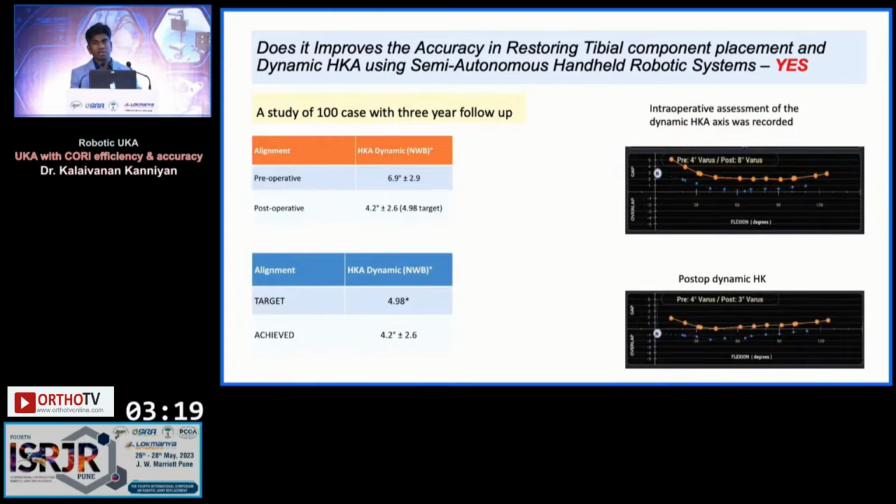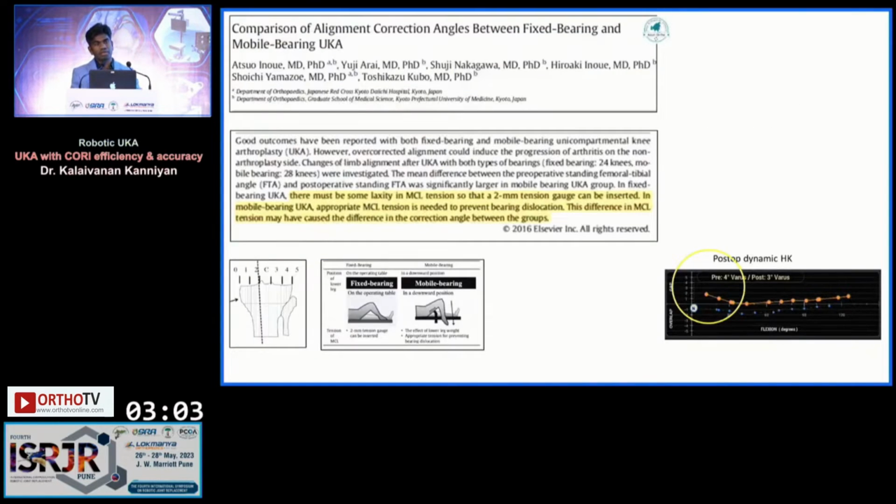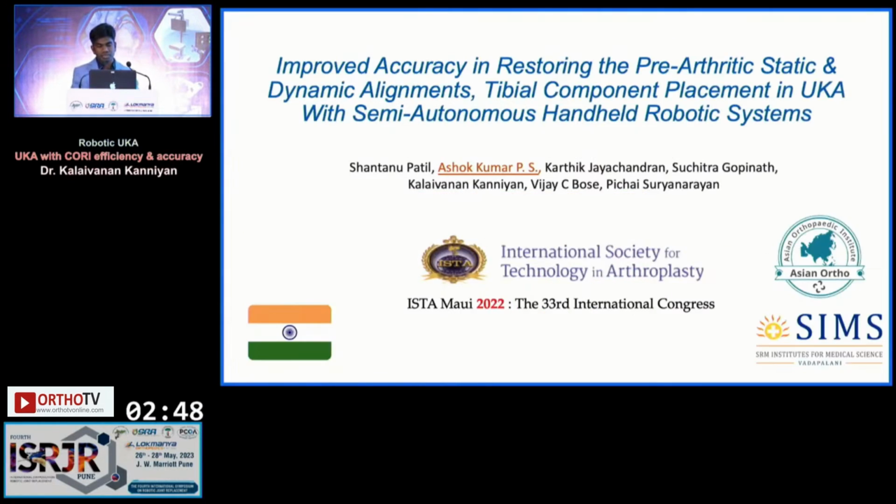And the good thing about this is that it is dynamic: we are able to do the dynamic HKA pre-operatively, and we set a target for ourselves and see how much dynamic HKA we achieve on table at the end of the surgery, and we are able to reproduce it. And this is one of the papers showing that to have good patient satisfaction, we should leave a minimum amount of gap in the medial compartment so that the lateral compartment is not overstuffed. And we have been able to reproduce this more with the help of CORI rather than the conventional method.